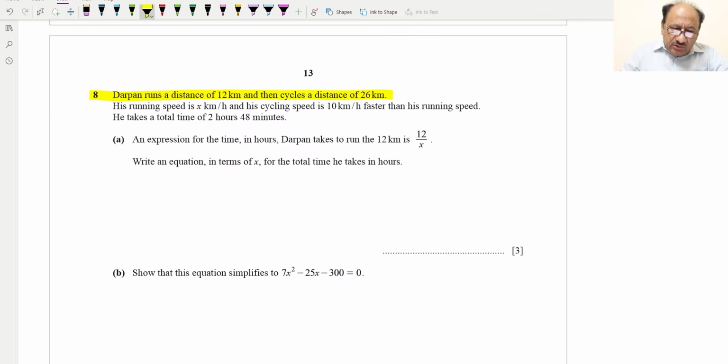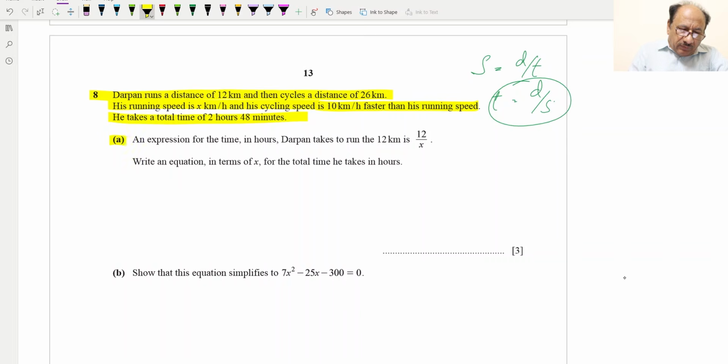a distance of 12 kilometers and then cycles a distance of 26 kilometers. We are talking about speed, distance and time. So speed is equal to distance over time, and time will be equal to distance over speed. This is the formula which we'll have to keep in mind. His cycling speed is 10 kilometers per hour faster than his running speed. It takes a total time of 2 hours and 48 minutes.